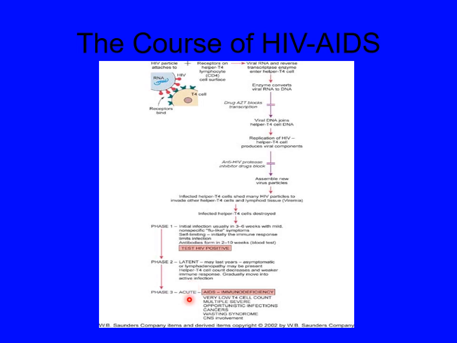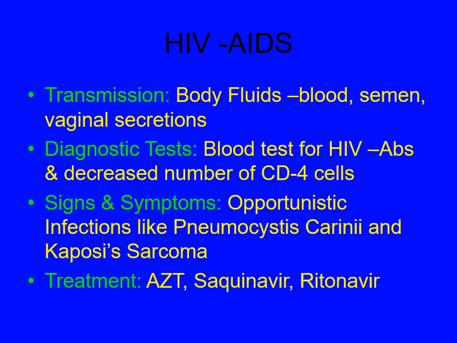The acute infection, this is the actual immunodeficiency, or AIDS. You have a very low CD4 count. Multiple severe opportunistic infections occur. These are infections that normally wouldn't happen in the average person. They're usually fungal in nature, but they do happen in AIDS because of the suppressed immune response. Cancers occur more often, wasting syndrome, eventually nervous system involvement, and the person dies. So that's the course of the disease.